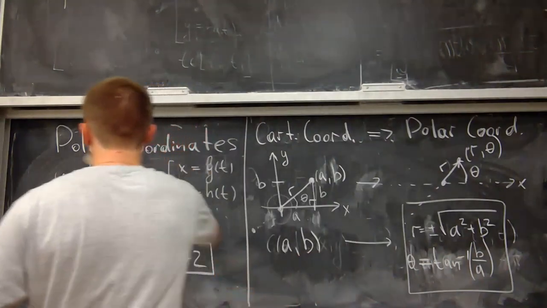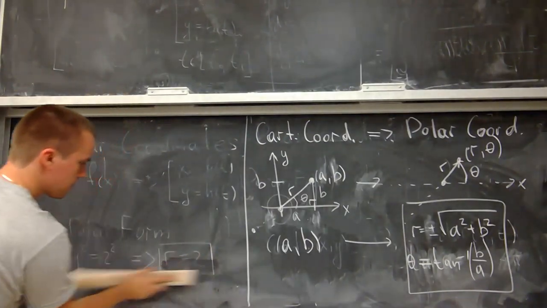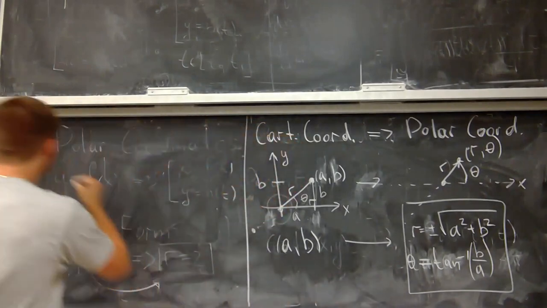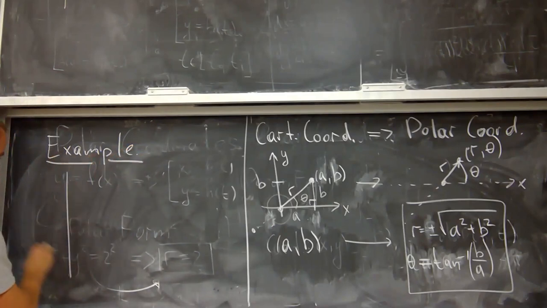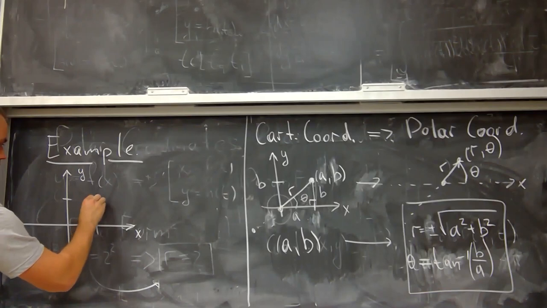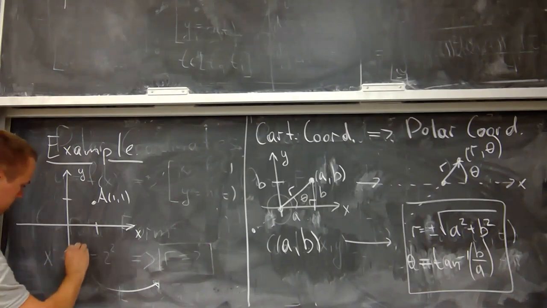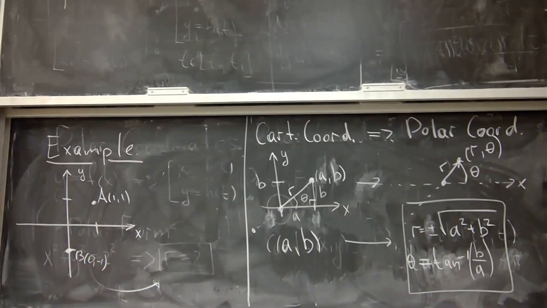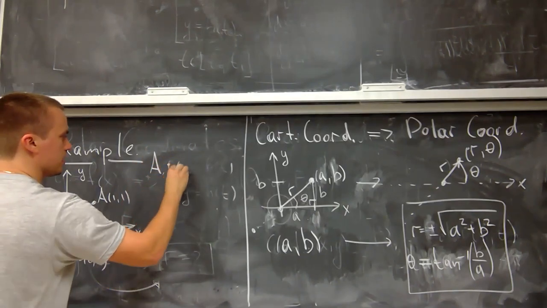An example is going to be the following. So for example, let's consider a couple of points in the Cartesian plane, x, y. Let's do this point first, point A, (1, 1). And let's take another point, point B, (0, -1). Let's first do point A.